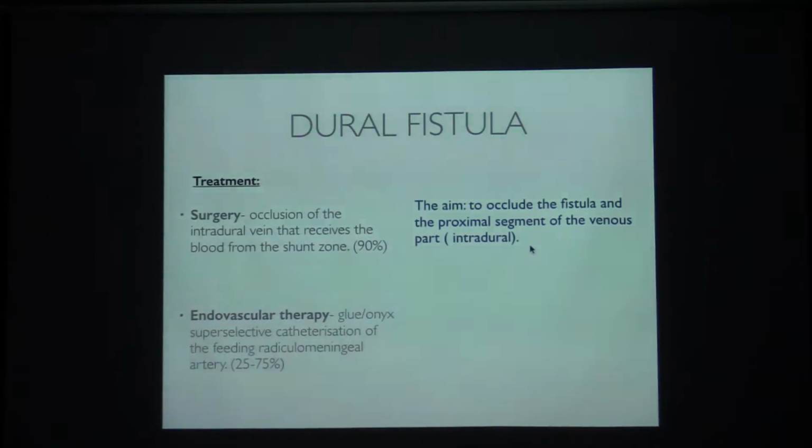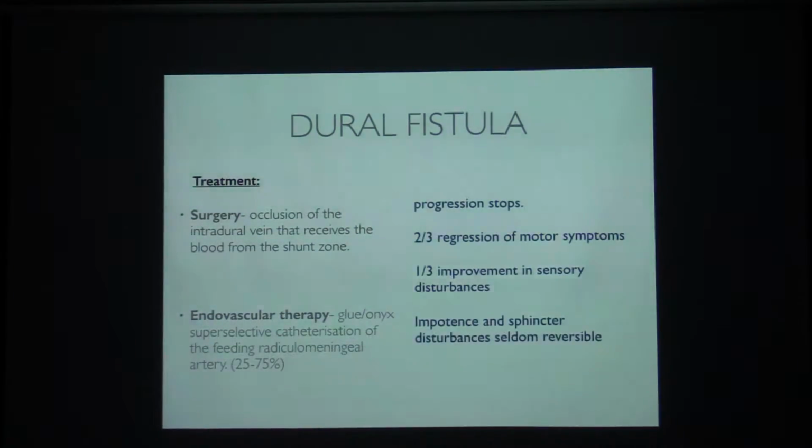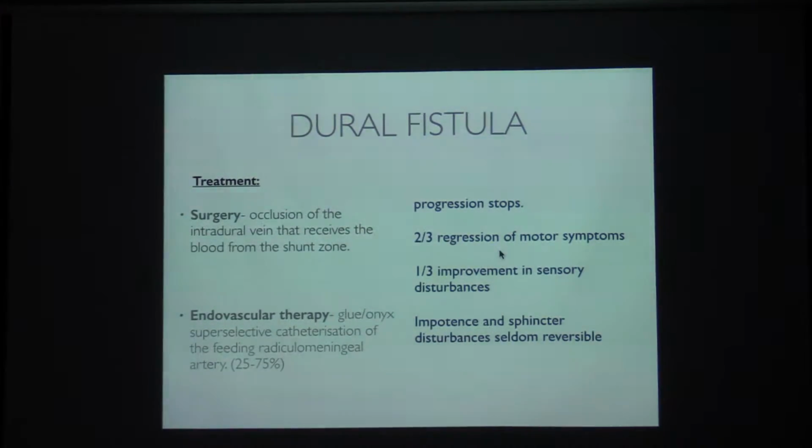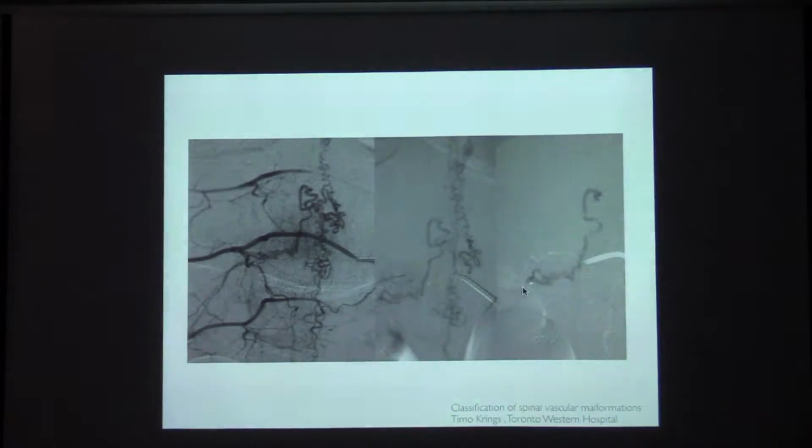The aim is to occlude the fistula and the proximal segment of the venous part, and we said that. We know that usually in most patients the progression stops, but that's the good news. Most of them don't improve so much. We say that in about two thirds of them the motor symptoms will get better, only one third will improve their sensory, and we know that impotence and sphincter disturbances are very difficult to cure or to get better. And some of us always say that it depends on the time we caught you. I don't know, it's not really written in the literature, but it's kind of logical.